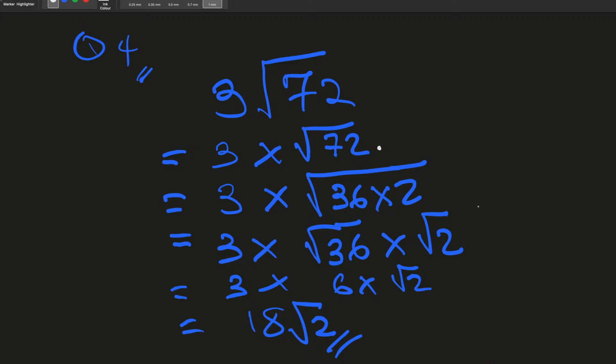After that, we broke them apart. We split it here. Then we had root 3 times root 36 times root 2. But we know that 3 times 6, which is the square root of 36, will give us 18. So 18 root 2 was our answer as well.